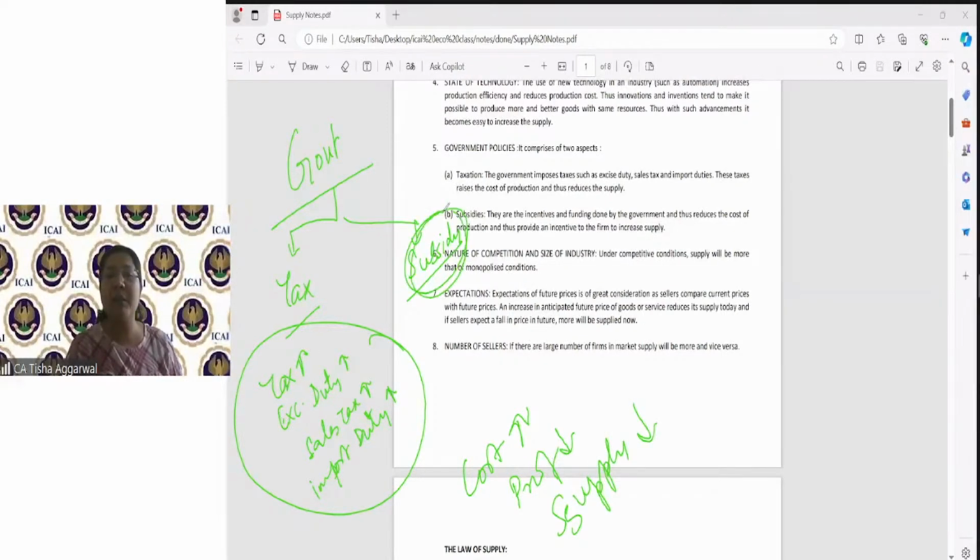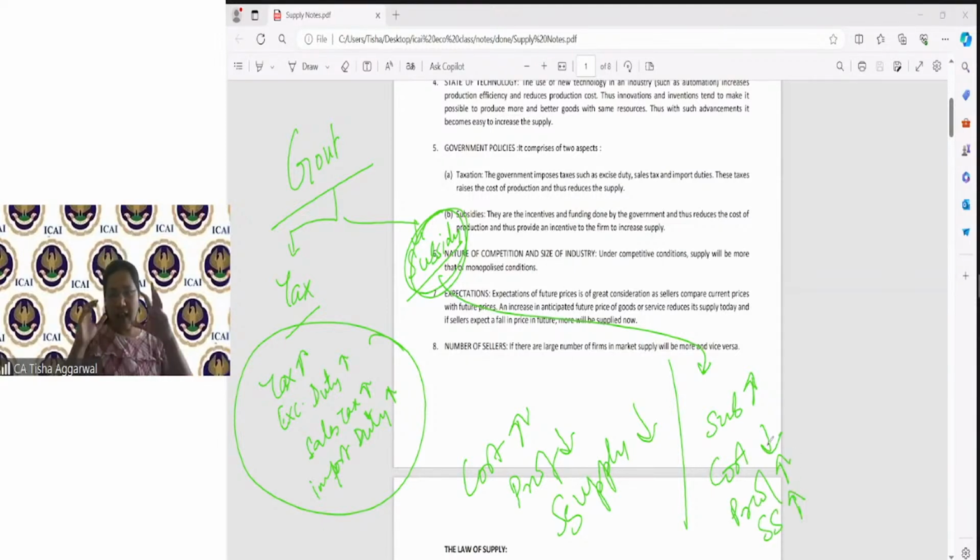But if the government is providing subsidy to the seller, to the shopkeeper, to the businessman, if subsidy increases, your cost reduces, your profit increases, and your supply increases. I hope you are getting it. Now, you have always thought of the consumer when I was teaching demand. But today, when we are teaching supply, please think only and only about the seller, only and only about the producer, only and only yourself to be a shopkeeper.